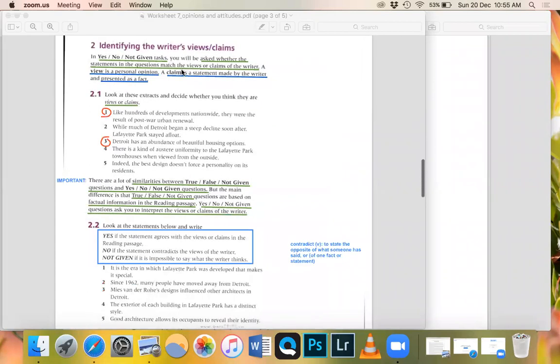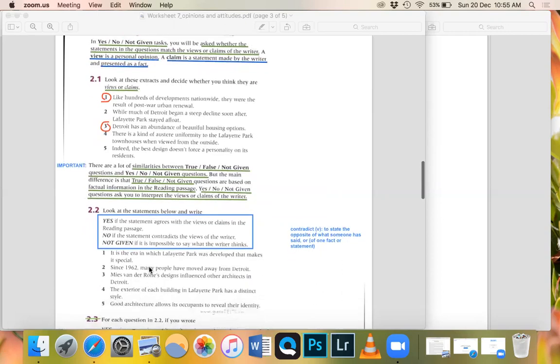So for yes, no, not given tasks, you will be asked whether the statements in the question, so here we have 5 statements, match the views or claims of the writer. If we say yes, it means it matches the claim, it agrees with the claims or views. If we say no, it means it contradicts or says the opposite of the views of the writer. And if it's not given, it means it's not possible to say whether it agrees or contradicts because the information is not there.